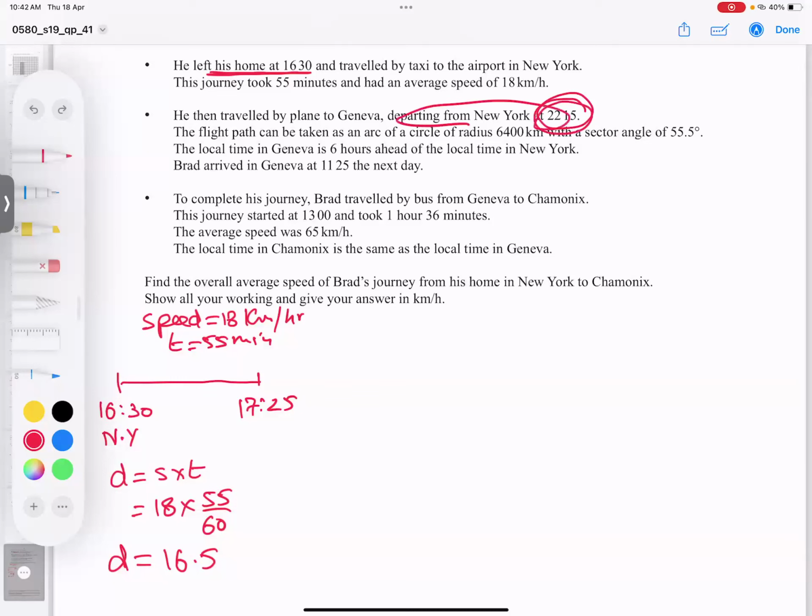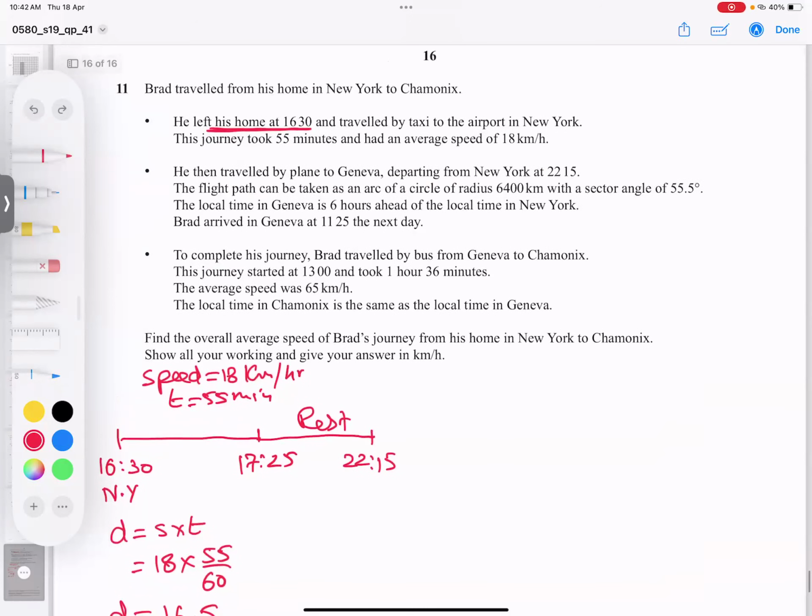Now, the departure time from New York is further, so there is a gap. This is the 22:15 departing time. It means this is rest or whatever, and no distance is traveled here. And the flight path takes an arc of a circle of radius 6400 kilometers, a sector of this angle. You know, student, this is Earth, and this is the radius of the Earth, 6,400. He took a flight through an angle of that much, starting from New York and reaching Geneva.